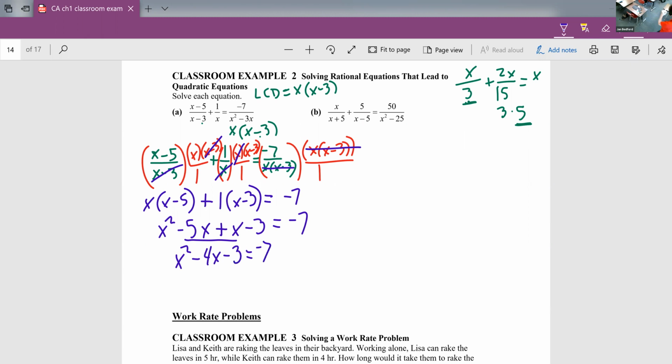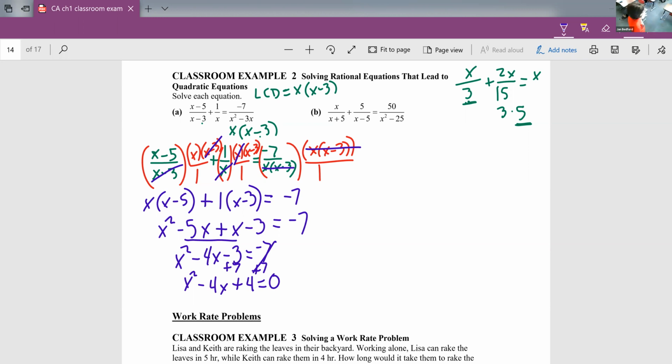All right, what's going to be my next step? Set it equal to 0 because it's quadratic, right? So I got to get everything on one side, set it equal to 0. So that means I'm going to do what to both sides? Plus 7. And I get x squared minus 4x, and then what's negative 3 plus 7? Plus 4. Good. Equals 0.